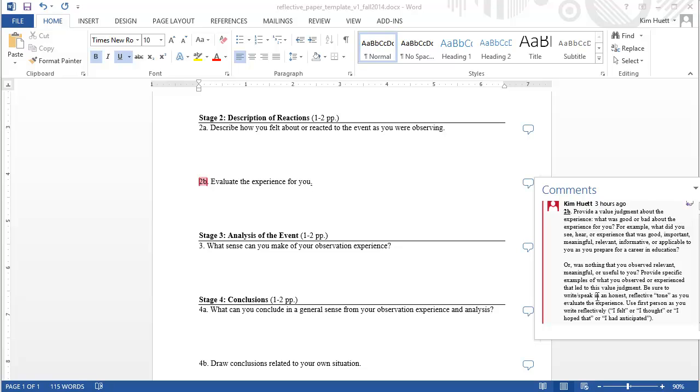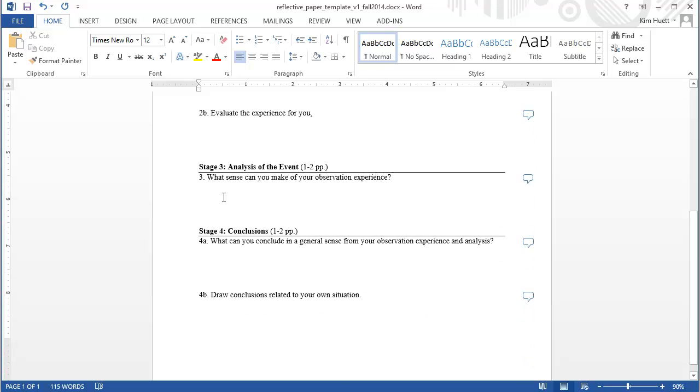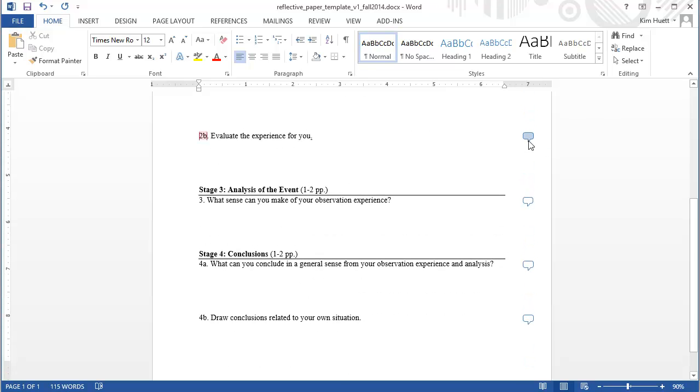Be sure to write or speak in an honest, reflective tone as you evaluate the experience. Use first person as you write reflectively: I felt, or I thought, or I hoped that, or I had anticipated. Okay? So that's what these things mean. Otherwise, you might not know what they meant, just like I didn't when I first saw them. I was like, what does that mean? Because the rubric is based on these kind of high-level things, and I read that rubric, and I was like, I need help understanding what this means. And then somebody gave me this translation document with these comments, and suddenly it makes a lot of sense.